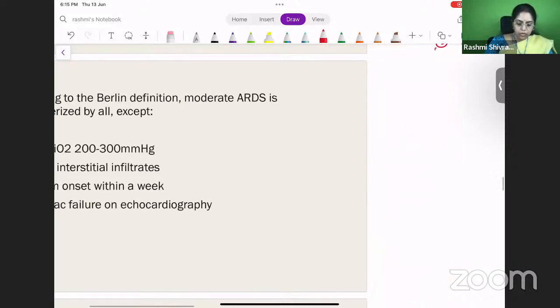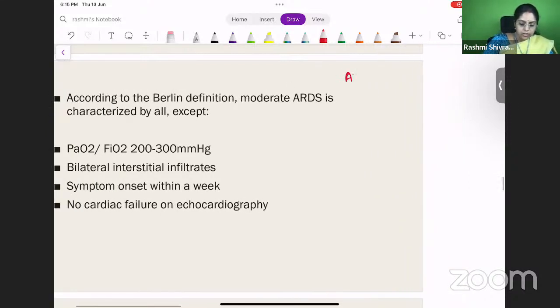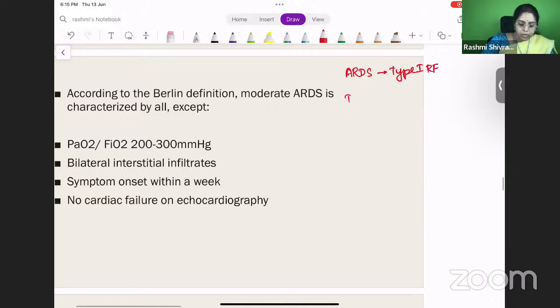Okay, before we go on to that, what type of respiratory failure does ARDS cause? ARDS causes type 1 respiratory failure. What do you mean by type 1 respiratory failure? There is hypoxemia, and essentially no carbon dioxide elevation. Type 2 respiratory failure is where you have hypercarbia, that is, hypoxia plus hypercarbia.